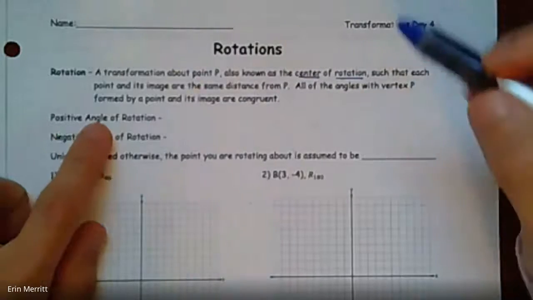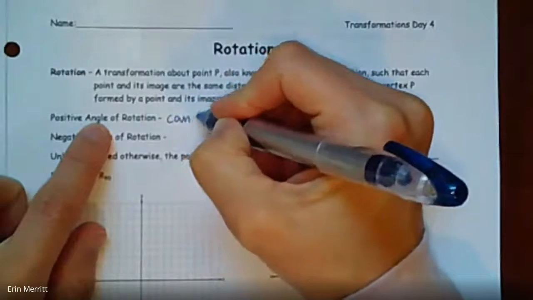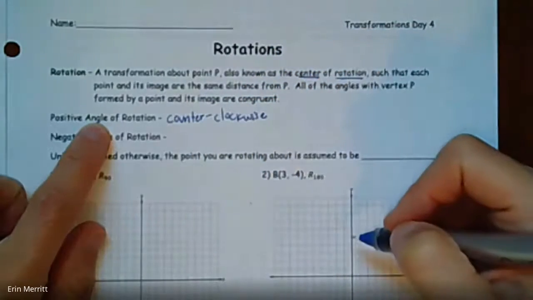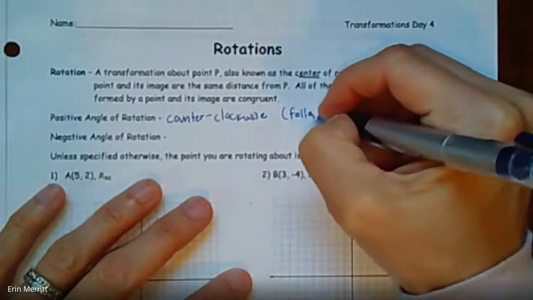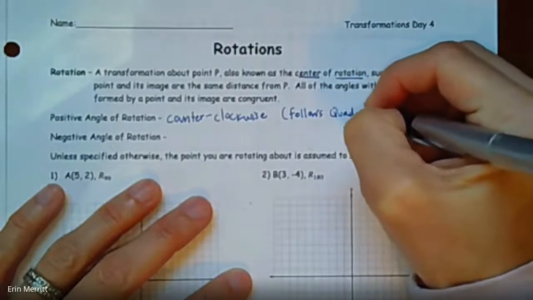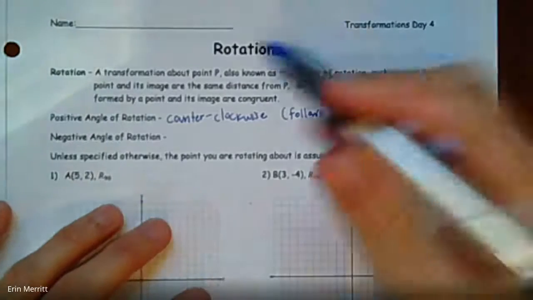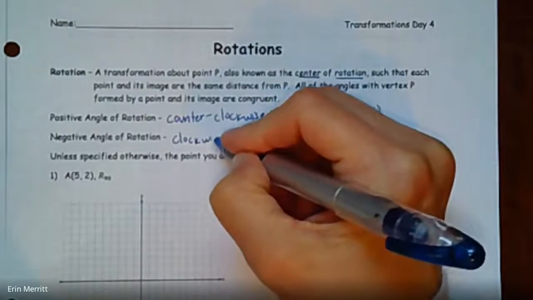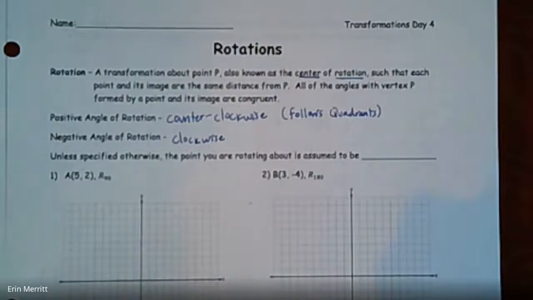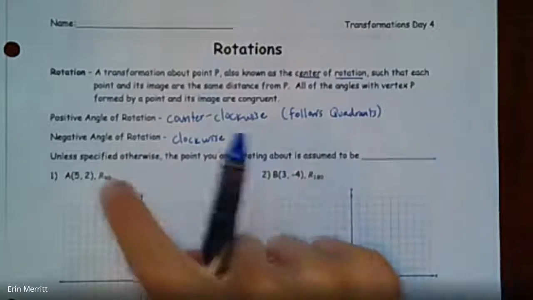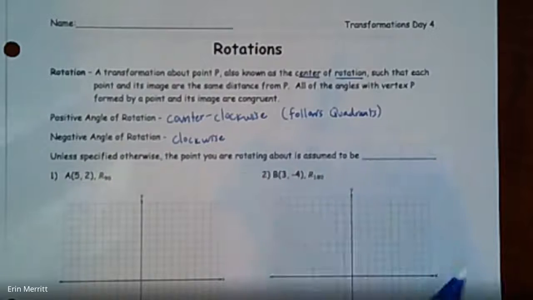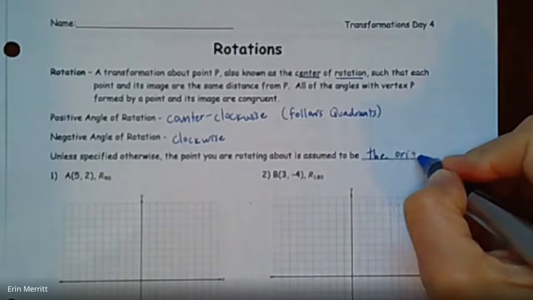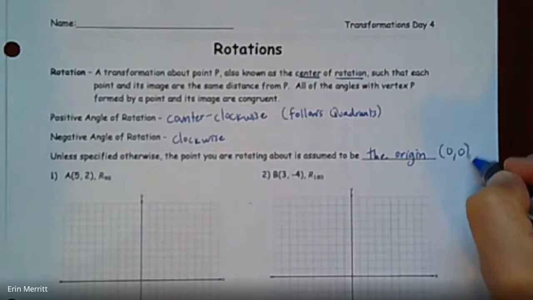If you have a positive angle of rotation, we are going to rotate counterclockwise, which might seem counterintuitive, but it's following the quadrants. And then if you have a negative angle of rotation, that just changes the direction. In that case, that means that you would rotate clockwise. Right? So unless specified otherwise, the point you're rotating about is the center of the graph, which is the origin. So if it doesn't specify, we're always going about the point 0, 0.